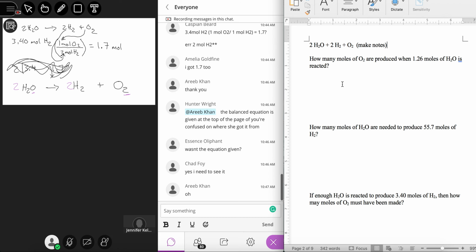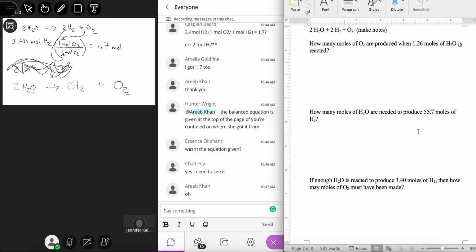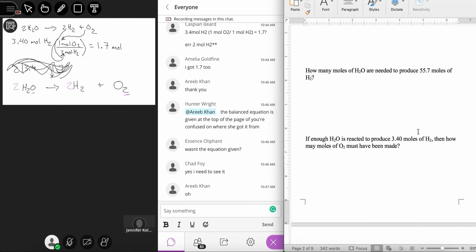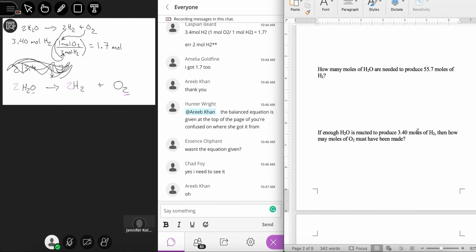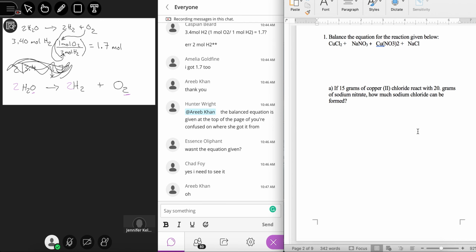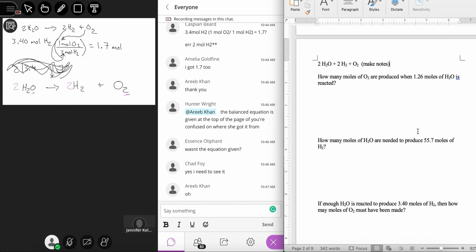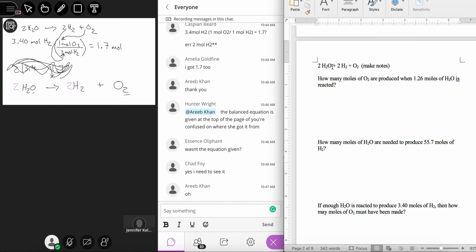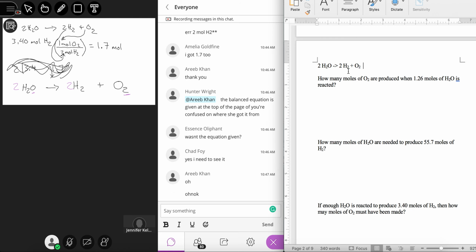Essence, you're correct. In this case, the equation is given. Yeah, okay. Correct. If you look at the worksheet, it gives you the equation at the top, and the equation should say 2H2O arrow 2H2 plus O2. I put a plus sign, I don't mean that. And then there are 3 questions that have to do with that same equation. All right, and then the next question, you're going to balance the equation, and then you're going to work a limiting reactant problem.